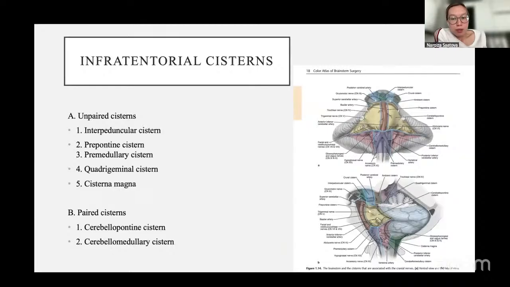Infratentorial cisterns are also important cisterns to release the CSF, to prevent brain edema. They are unpaired and paired. So unpaired cisterns are the interpeduncular cistern, prepontine cistern, premedullary cistern, quadrigeminal cistern, and cisterna magna. And paired cisterns are the CP angle cistern and cerebellomedullary cistern. So you can emphasize them from the color atlas of brainstem surgery.